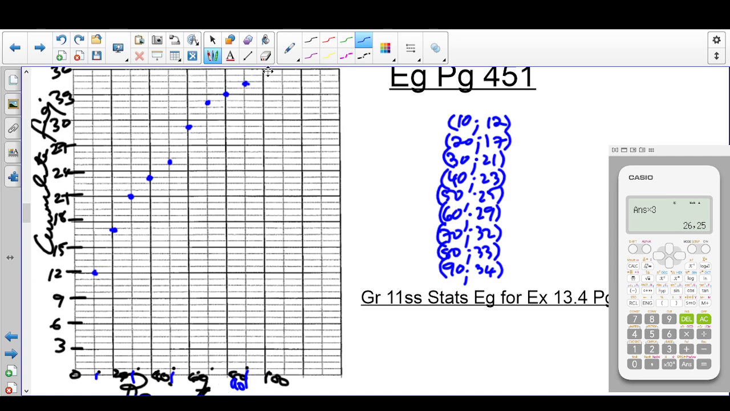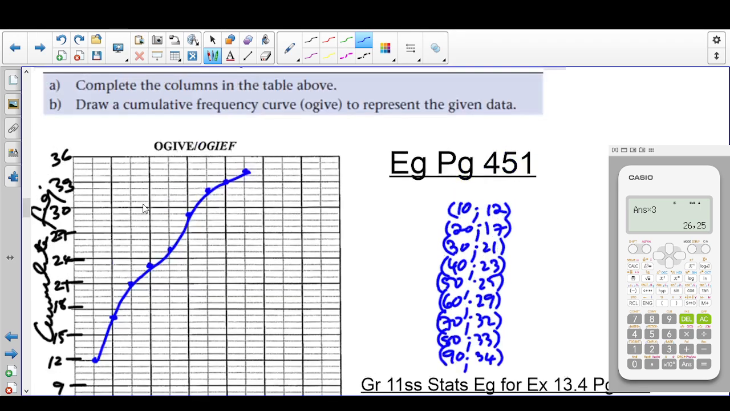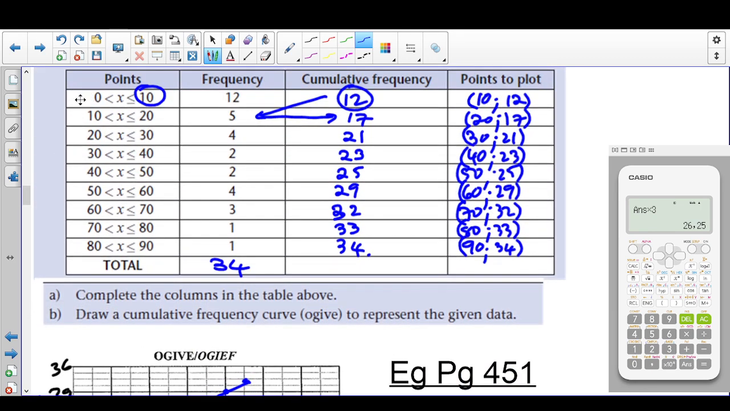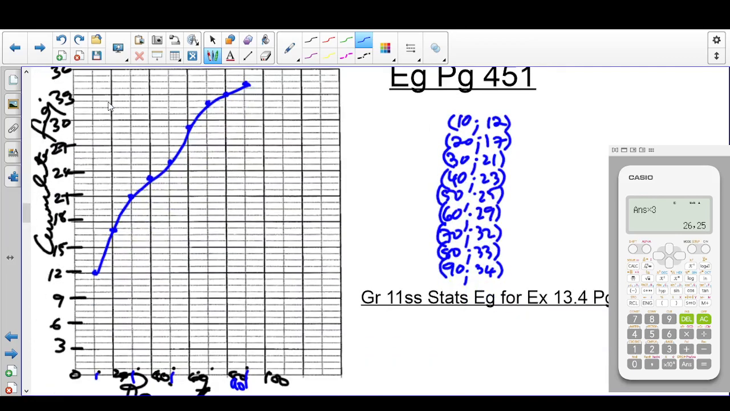So what we do is again, freehand, we connect the dots. Okay. Not with the ruler. And then we connect it to the minimum value of the lower boundary of your first class interval, which in this case is going to be 0. So you just connect it to the 0 mark.